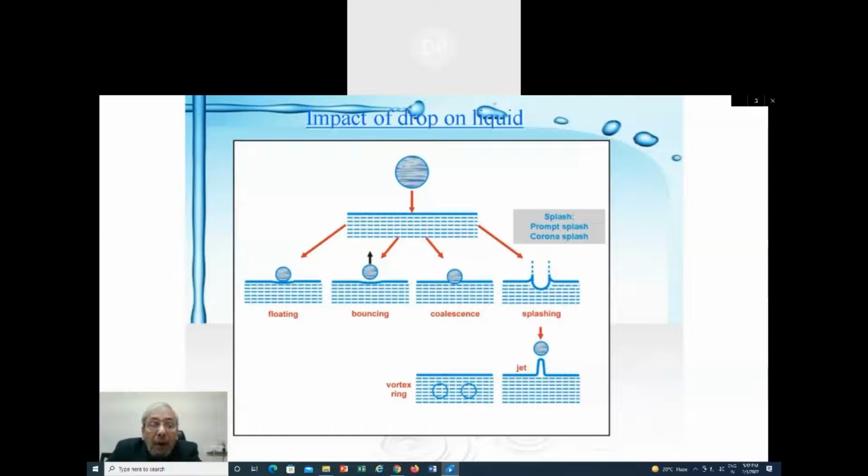Now, a drop after falling may float, it may bounce, it may coalesce, it may splash. All these are different regimes, which can address different mechanistic viewpoints. It may also form a vortex ring, and sometimes a jet emanates from the liquid surface, producing drops of various sizes.